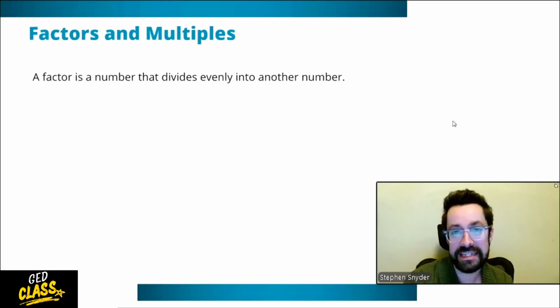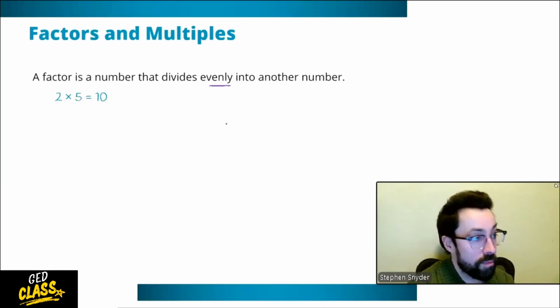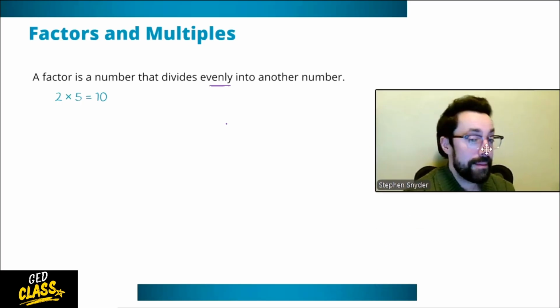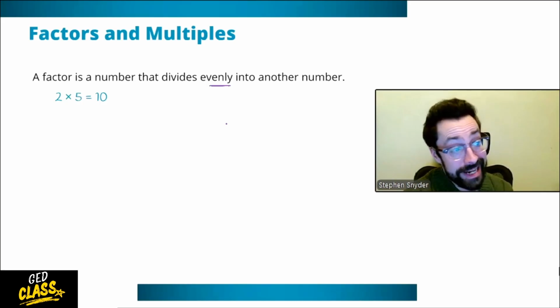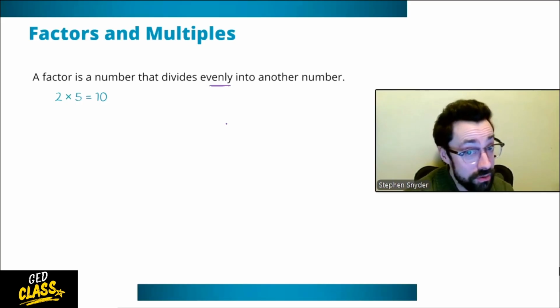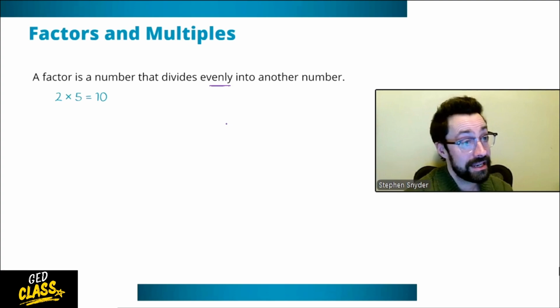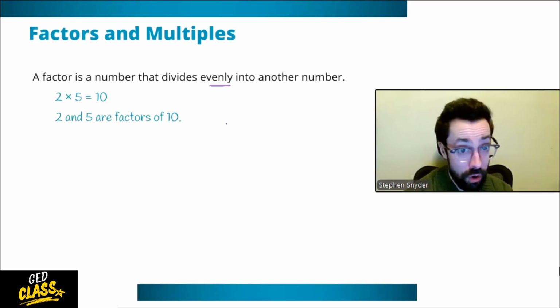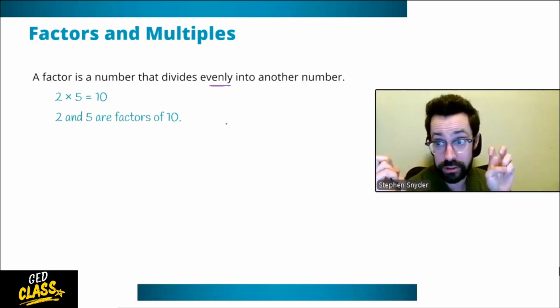Okay, so factors. A factor, what I want you to think of it, y'all, is a number that divides evenly into another number. So if we just think about straightforward multiplication, 2 times 5 equals 10. But what that means is I can divide 10 by 2, and I can also divide 10 by 5, right? 10 divided by 2 is 5, 10 divided by 5 is 2. So because those two multiply to 10, I know I can divide those numbers both into 10. Therefore, they are called factors.